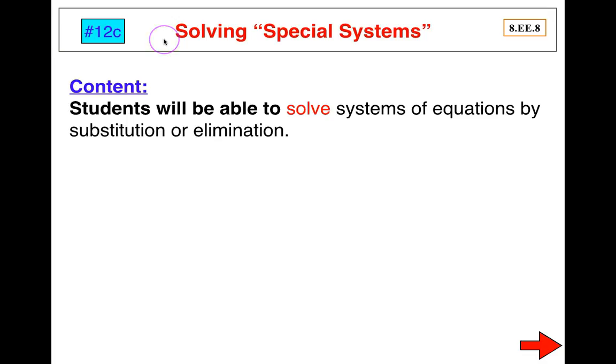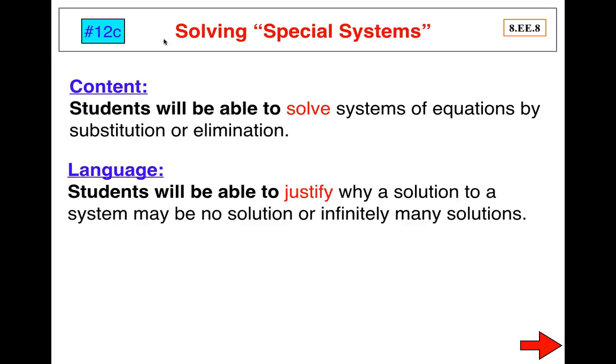Our content objective is students will be able to solve systems of equations by substitution or elimination. Notice here we're not going to be working on graphing. In fact, we've already covered it a few lessons back. The language objective is students will be able to justify why a solution to a system may be no solution or infinitely many solutions. So I really want you to work on justifying why you are claiming that it's no solution or why you are claiming that it's infinitely many solutions.